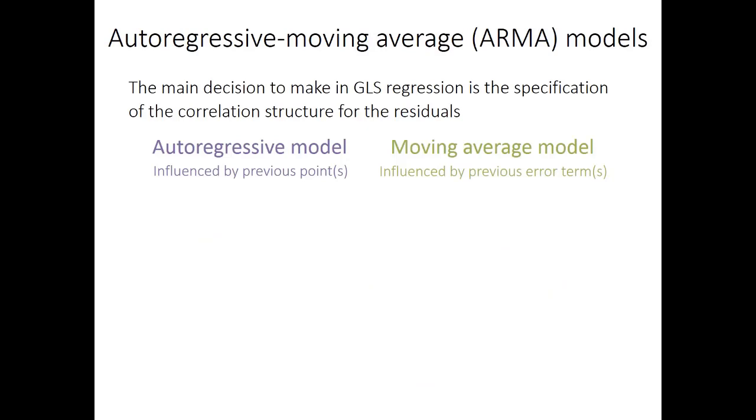The main decision you need to make when doing generalized least squares is choosing an appropriate correlation structure for the residuals. And the general form of this model, for time series at least, is called an autoregressive moving average, or ARMA, model. It can have an autoregressive component, a moving average component, or a combination of the two. Points in an autoregressive model are influenced by the position of the previous point or points. In a moving average model, they're influenced by the previous error term or terms.